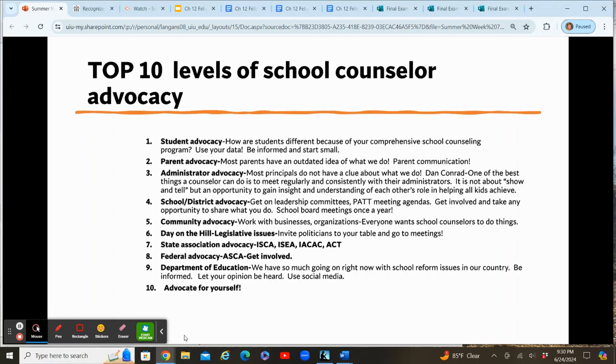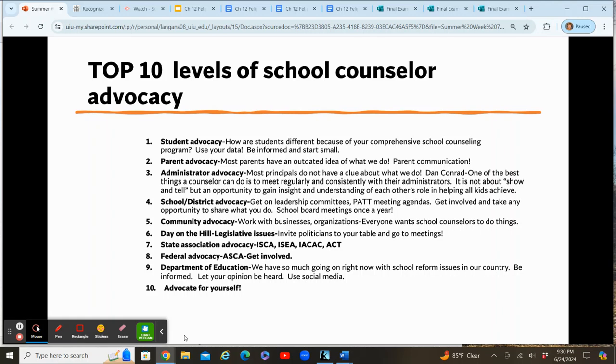Your federal advocacy, ASCA is going to help you make sure you stay on top of any federal legislation and also different things that are going on in the country. The Department of Education, you need to know what's going on in your Department of Education. In Iowa, we're going through a big overhaul right now with our AEAs being changed to go to the Department of Education. Counselors need to know what's going on in that area. And there's so many school reform issues in our country. So just be informed. If they ask for your opinion, always give it from a school counselor perspective.